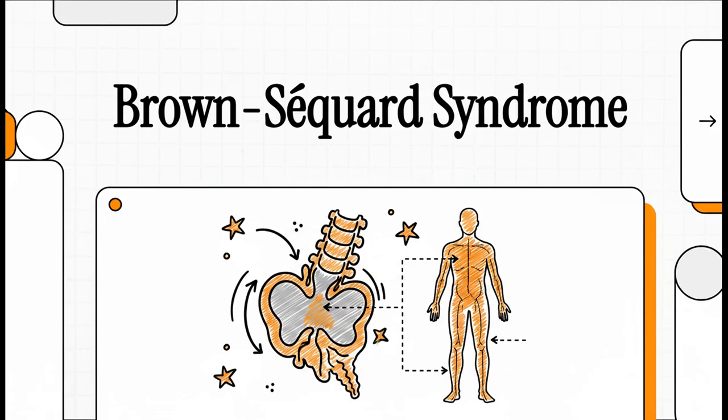Welcome to The Explainer. Today, we're jumping into a real classic, a neurology puzzle that is super high yield for your exams and your rotations. I'm talking about Brown-Séquard Syndrome.